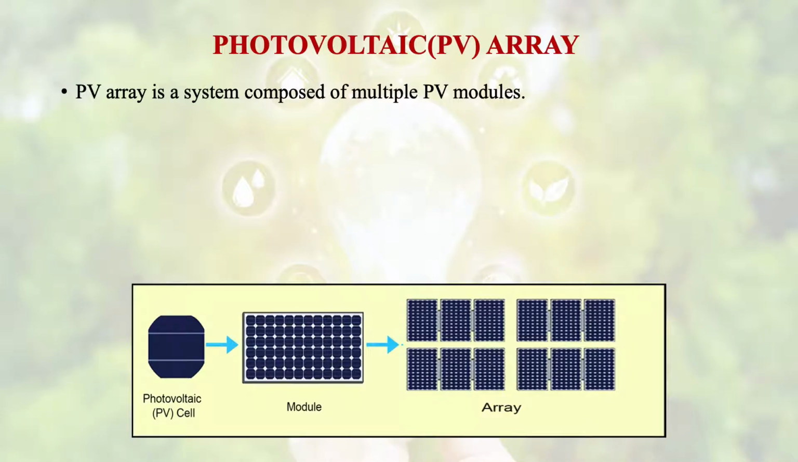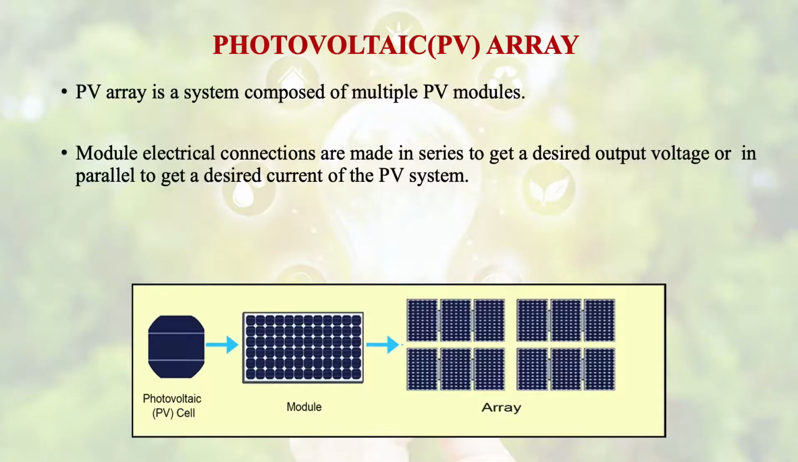So photovoltaic array or PV array. This PV array is a system composed of multiple PV modules. As I said, the array is made using the modules. They can be connected in one or more series circuits which are connected to a combiner box to provide the single direct current output.